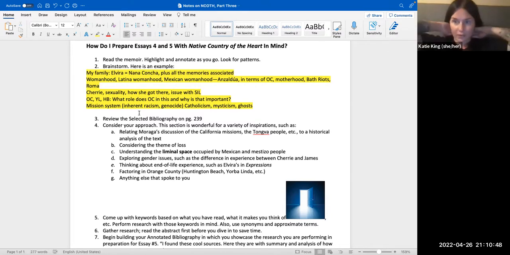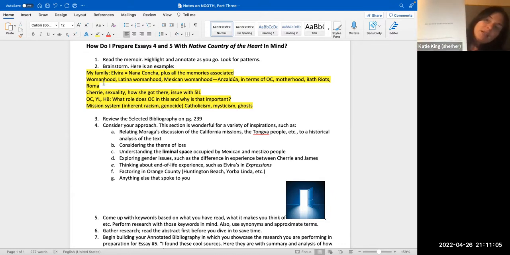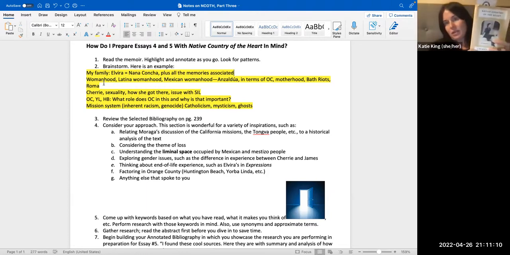Then, when you have some ideas, not only do you have ideas here, but you have keywords. That's going to help you with your research for the annotated bibliography. And a great place to start for the annotated bibliography is the selected bibliography that is in the book itself. And that's on page 239 of this edition of the text.